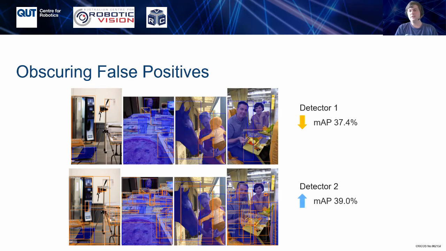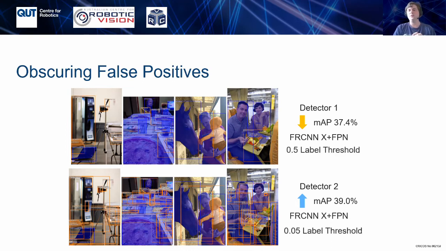As you might be expecting by this point, the MAP is higher for the second detector. But what detector is it that we're actually looking at here? We're actually looking at exactly the same detector, but with two different label thresholds. Do we consider only detections with confidence above 0.5 or above 0.05? And this difference here is the one that concerned me as a robotic vision researcher, in that whenever we visualize our object detection results, we use the 0.5 threshold, but because it gives us higher MAP, we use a 0.05 label threshold in order to get our final results.